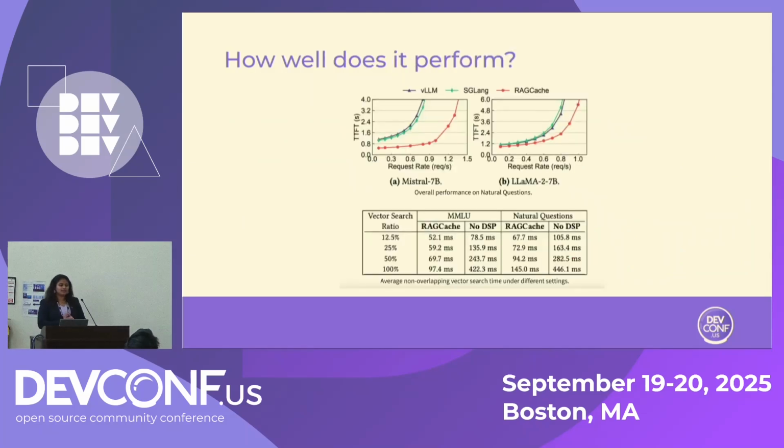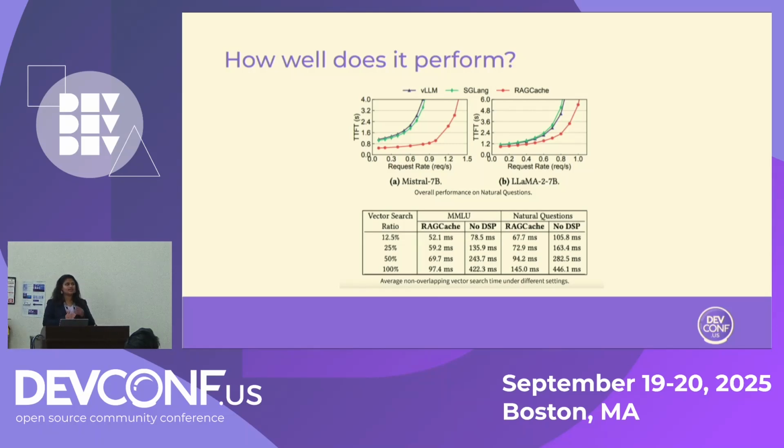So how well does it perform? Actually, this was performed with Mistral 7B and Llama 2 7B. There have been many improvements in the models, and still the RAGCache is performing well in Llama 3 and the further Mistral models actually. So RAGCache reduces the average time to first token by about 1.2 to 4x and 1.1 to 3.5 times compared to vLLM, under the same request rate.